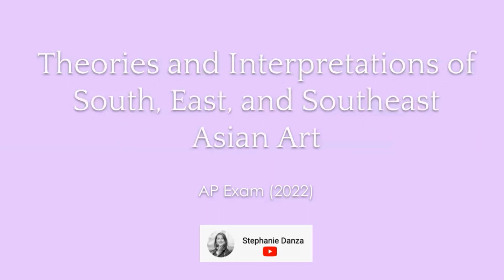Theories and interpretations of South, East, and Southeast Asian art. The study of art history is shaped by different theories and interpretations of art and art making that change over time and may be generated both by visual analysis as well as by scholarship. These theories and interpretations may be used, harnessed, manipulated, and adapted in order to make an art historical argument about a work or a group of works of art.